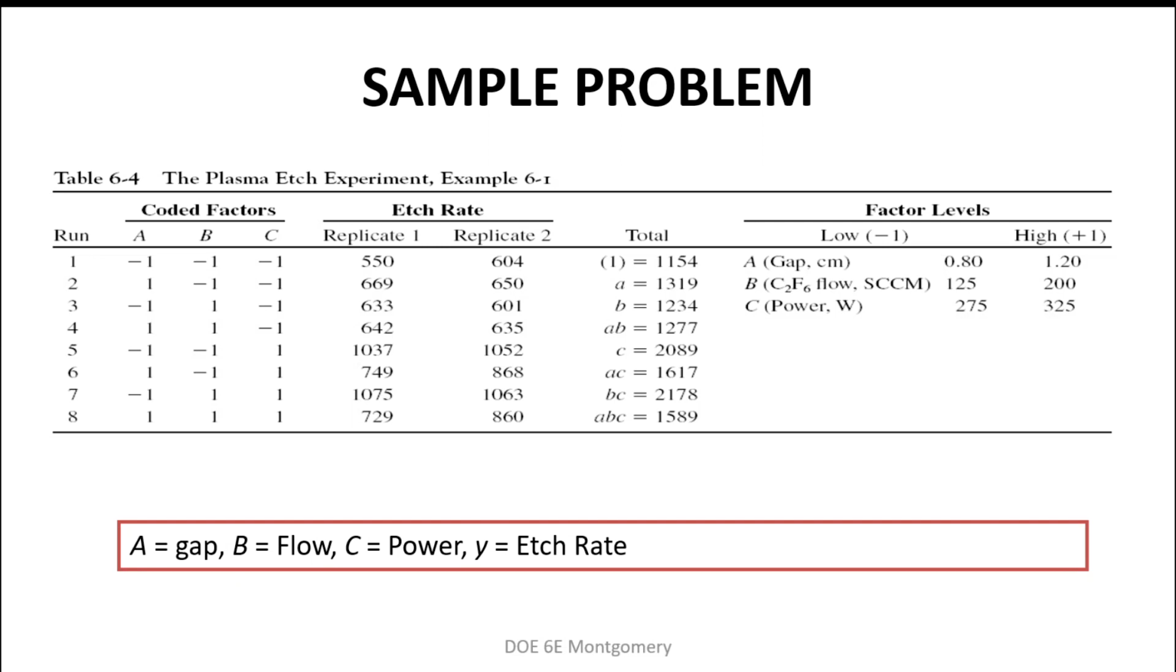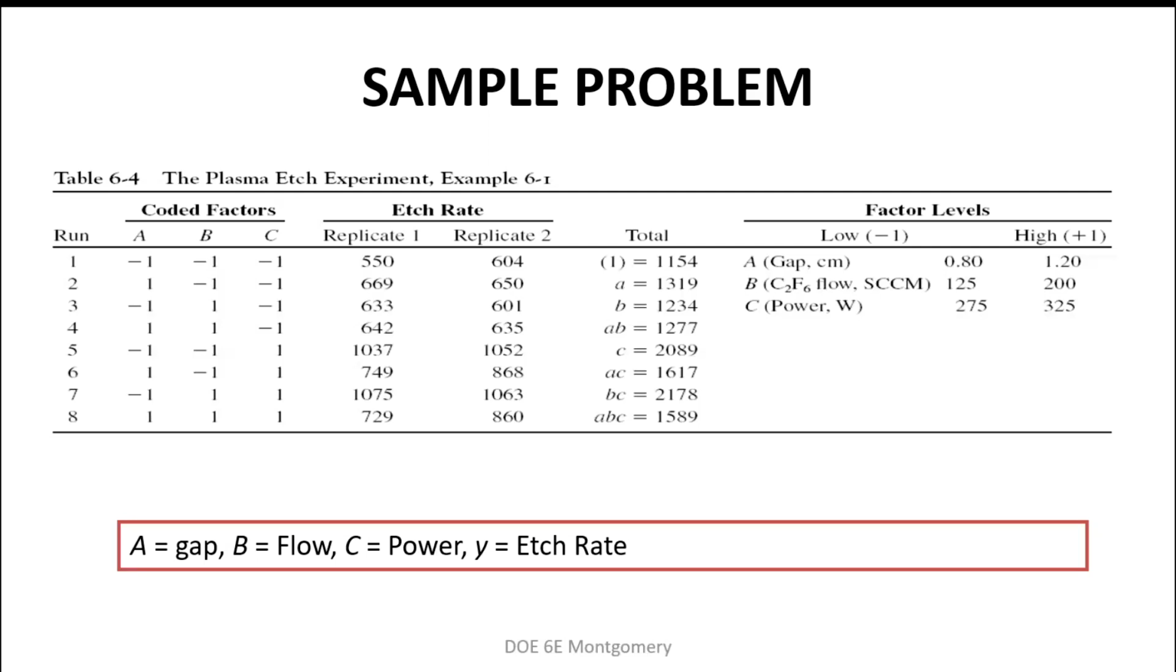Pero usually pag nag-experiment kayo, kailangan nyo ipakita to, no? Yung coded factors nyo, tapos ano yung naging results, tapos kung ano yung maging factor levels nyo. So you have your low setting, yung -1 natin is for the gap. Yung factor A is the gap, factor B is the C2F6 flow or measured in SCCM. Tapos actually hindi ko masyadong alam tong mga ano to, no?